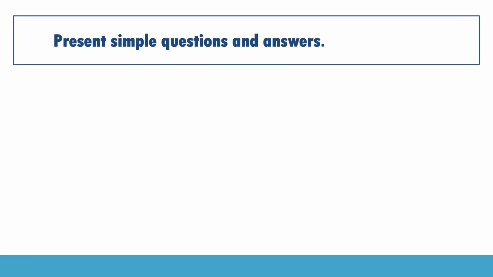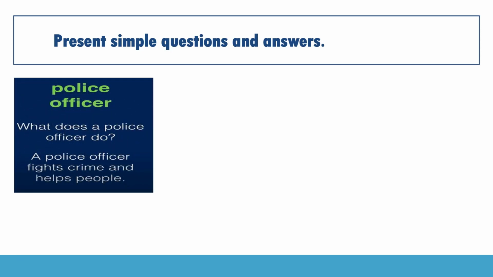We're now going to look at some sentences, some present simple sentences, question sentences with the answers. So the first one, police officer. What does a police officer do? A police officer fights crime and helps people. Okay, if we just carefully look at the question, it is in the present simple tense.